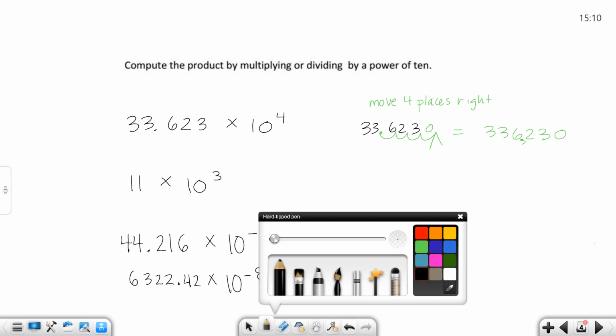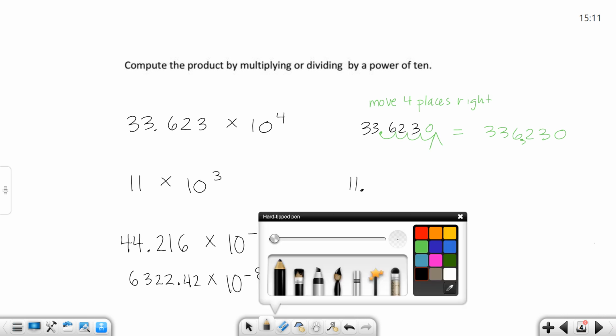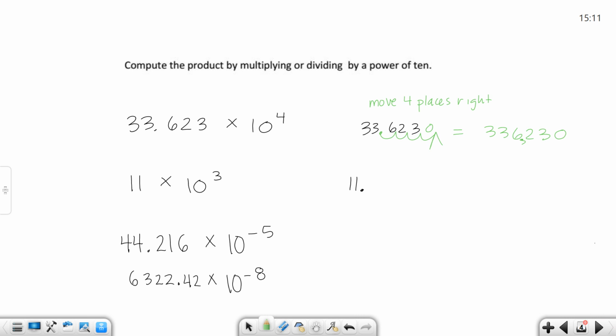You could also do it with this 11. Okay, so right now, a whole number 11 is understood to have a decimal right there. But I'm going to move my decimal 3 places to the right. If it's positive, you move to the right. 1, 2, 3. So this would be 11,000. Now think about this for a second. 10 to the third is 1 with 3 zeros. So if I multiplied 11 times 1,000, I'd get 11,000.